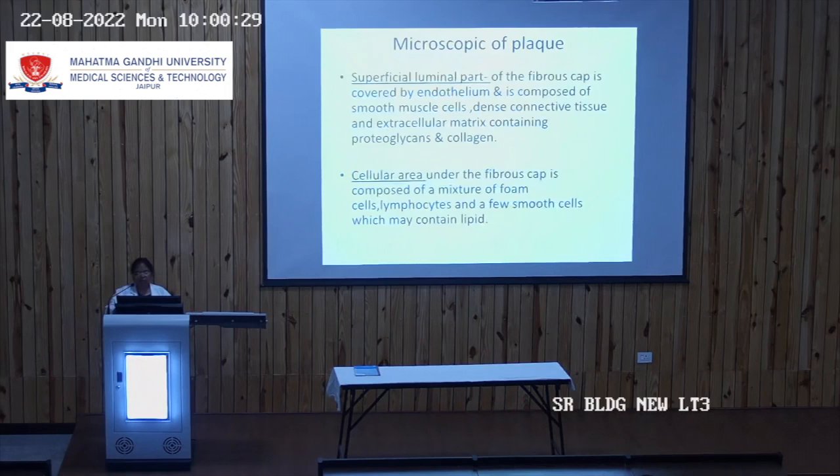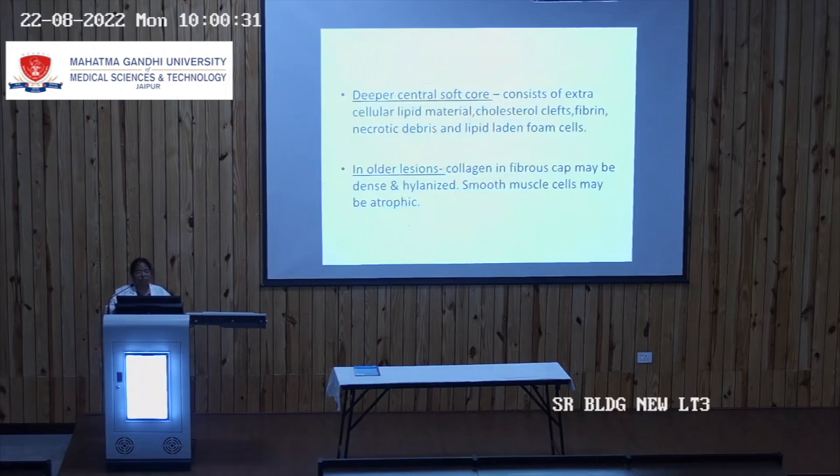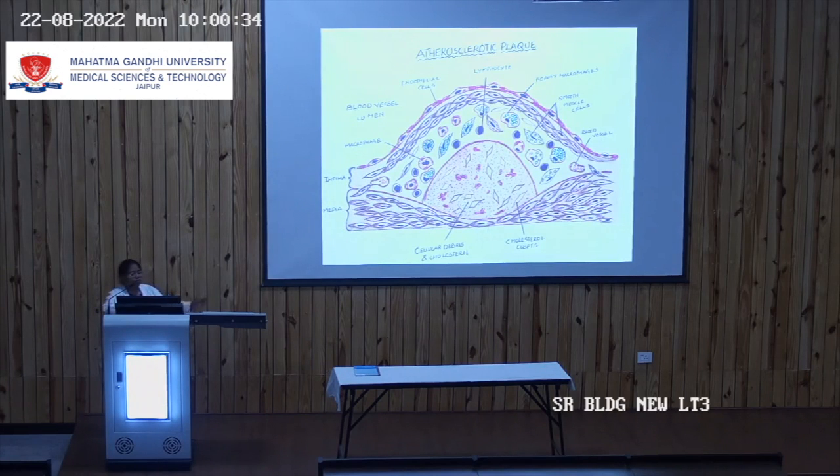Then microscopically, first of all, it is lined by the endothelial cells. Below the endothelial cells, you can see there is a layer of collagen and smooth muscles. So this is the cap of the atheromatous plaque. Below this there is a cellular area in which you will see the smooth muscle cells, the foamy cells, the inflammatory cells, and in the center you can see the lipid core.